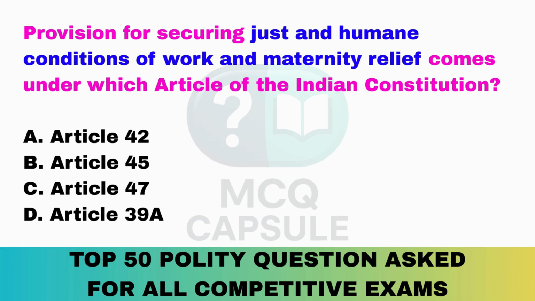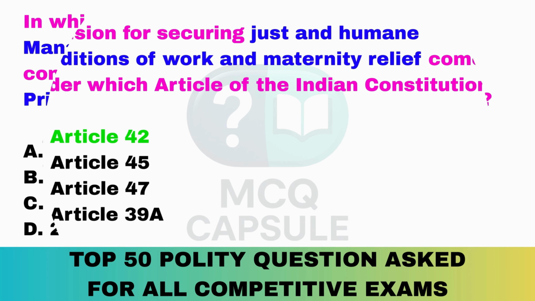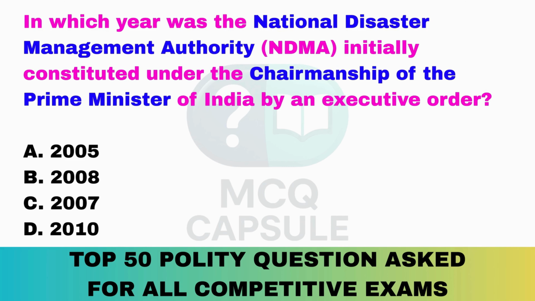Provision for securing just and humane conditions of work and maternity relief comes under which article of the Indian Constitution? Article 42. In which year was the National Disaster Management Authority, NDMA, initially constituted under the chairmanship of the Prime Minister of India by an executive order?